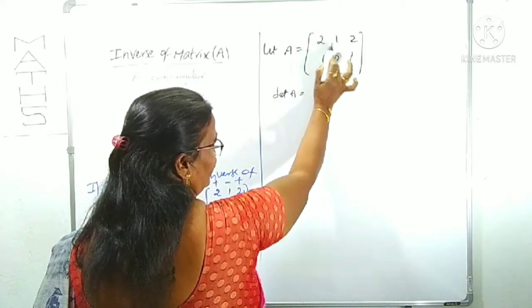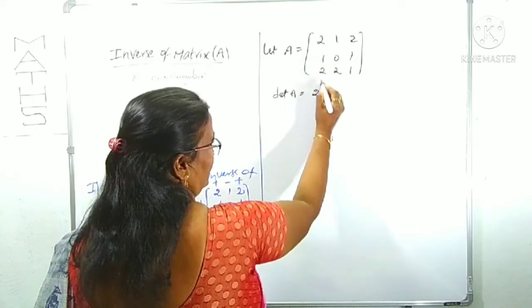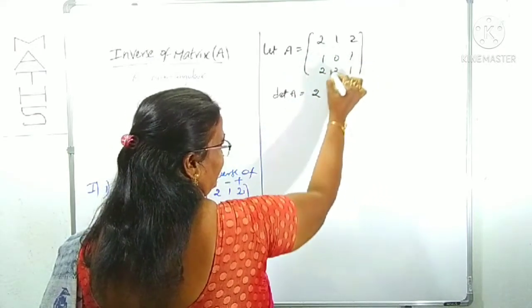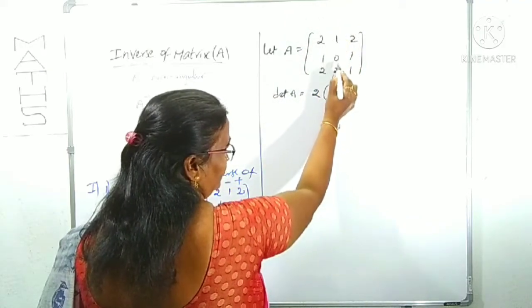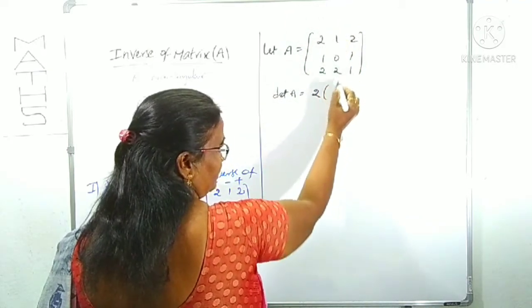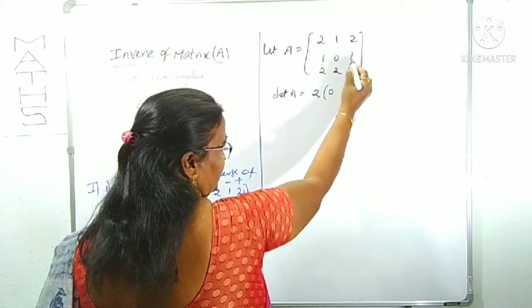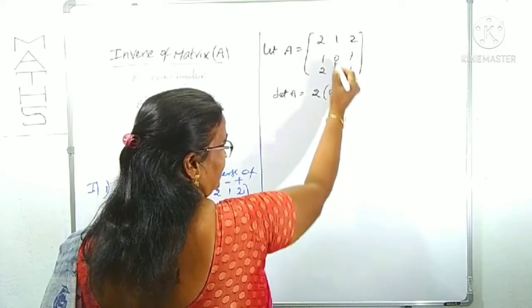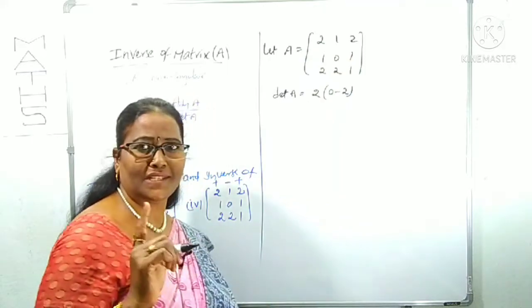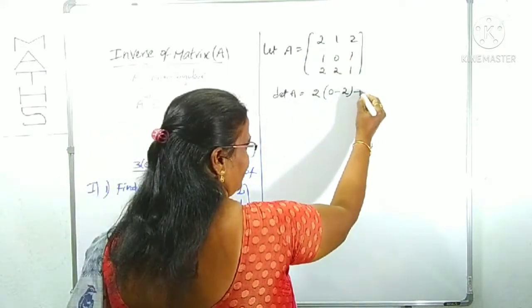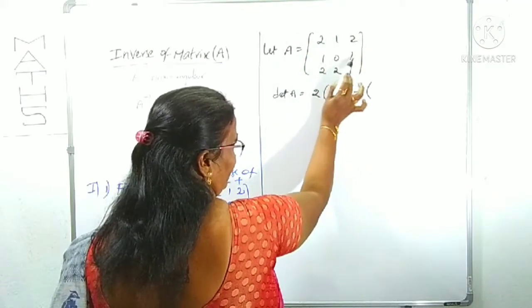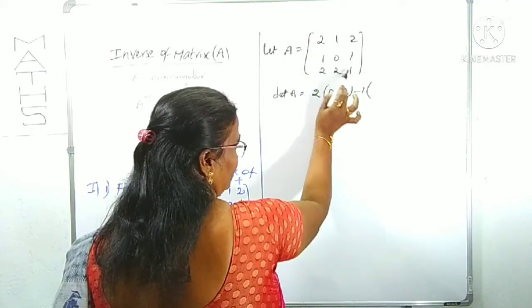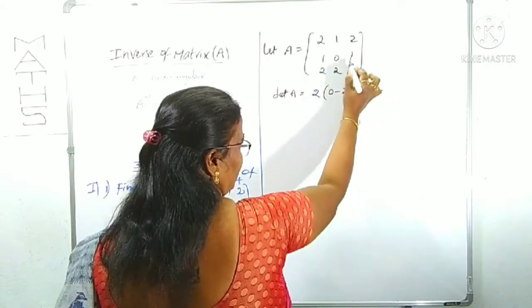We can start with the first element, 2, into the determinant of this matrix after closing its row and column. For this 2 by 2 determinant I directly use the AD minus BC formula. 0 into 1 is 0, with 2 into 1 is 2, so minus 2. For the middle element we have to change the sign, so minus 1 of the determinant of what is left over: 1, 1, 2, 1. That is 1 into 1, 1, minus 2 into 1 is 2.